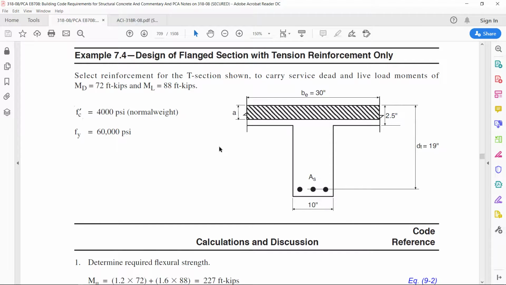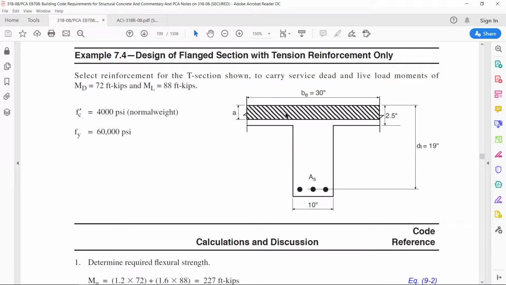In this video we are going to design a T-section concrete beam. For this particular case, the dead and live load moments are given: dead load moment is 72 kip-feet and live load moment is 88 kip-feet. F'c is 4000 psi. Fy is given as 60,000 psi.